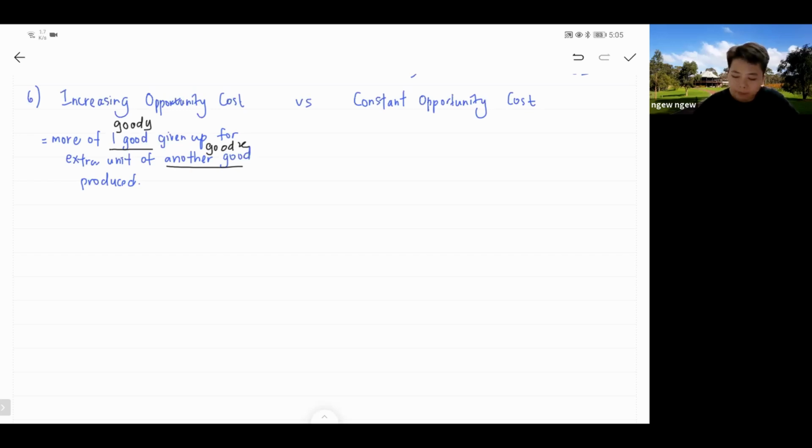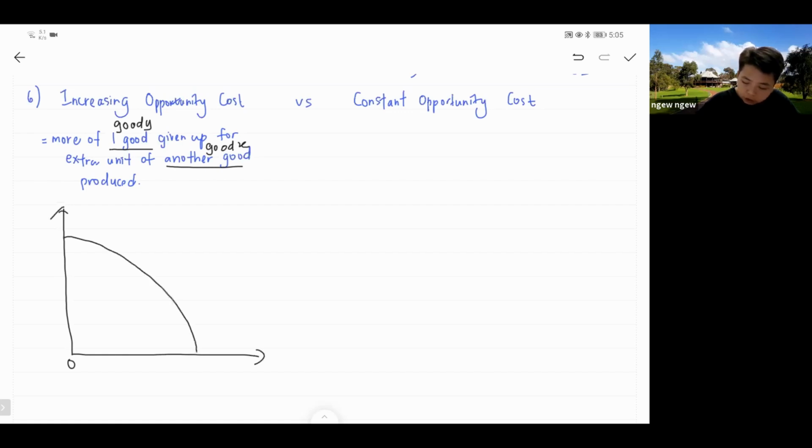Now let's look at the diagram. When your PPC curve is bowed outward from its origin, it shows increasing opportunity cost. So this is good X, and this is good Y. I said more of good Y is given up for an extra unit of good X, right? So what you can do is now you can do it this way. Originally, you are producing 1 unit of good X with, let's say, 15 units of good Y.